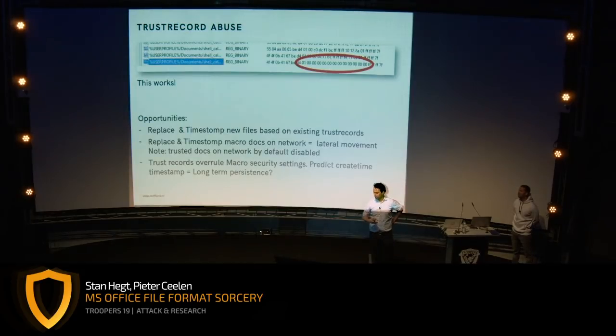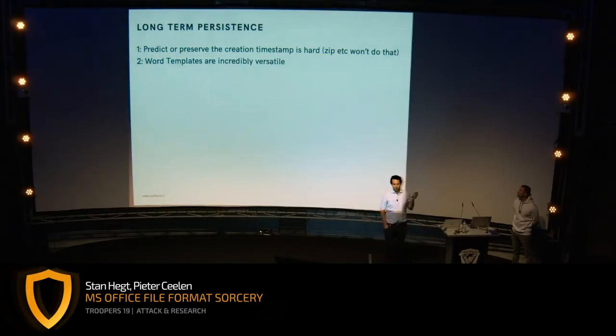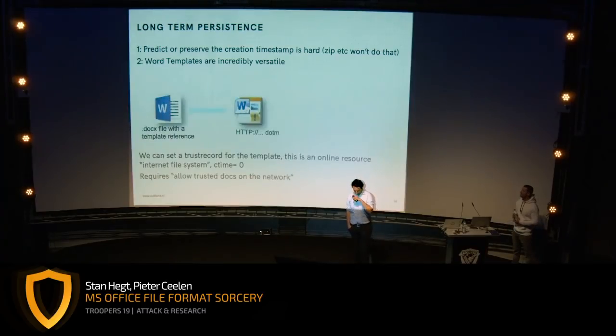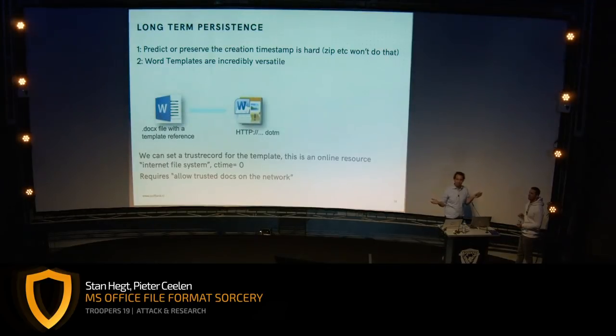So can we predict this timestamp? Well, that's very hard, but there are some nice tricks around that. It is very hard to predict this exact timestamp, but these Word templates are very versatile. And as Stan explained, you can set them to internet locations. So if we have a doc file with a template reference, which is just an HTTP or HTTPS URL, we can see what Word does with the trust record, and then we see what the create time is of a file which lives on the internet. Windows doesn't know. It will just give it a create time of 0.